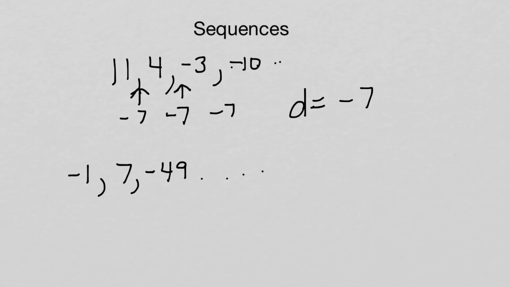All right, looking at the next one, I see the jumps are too big. The difference between negative 1 and 7 is just too big. I don't even have to do the math. I can tell that I'm just not going to be adding. This is going to be multiplication. So what am I going to have to multiply negative 1 by to get 7? I'm going to have to multiply it by negative 7.